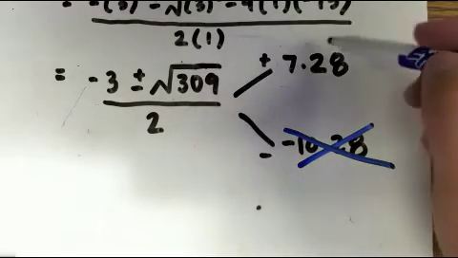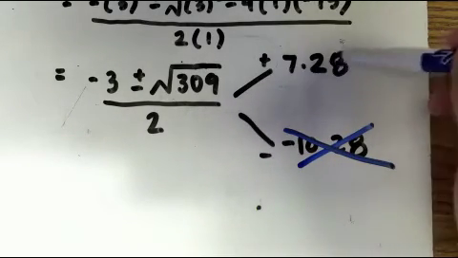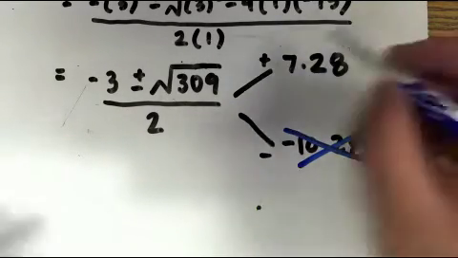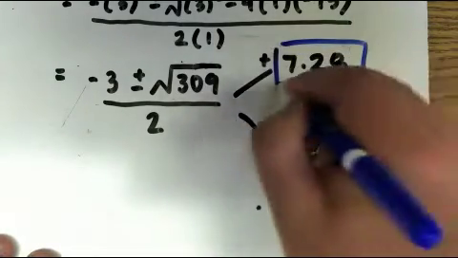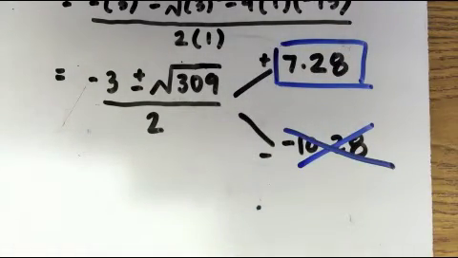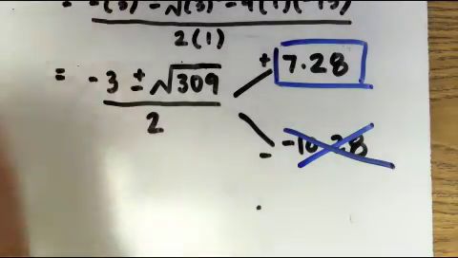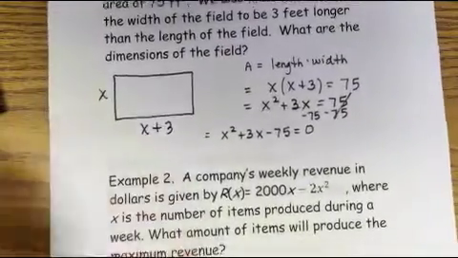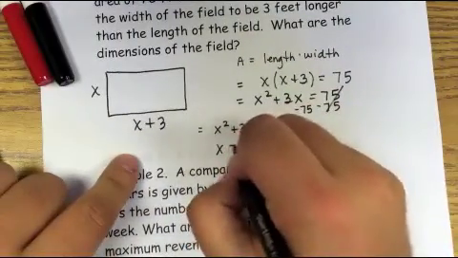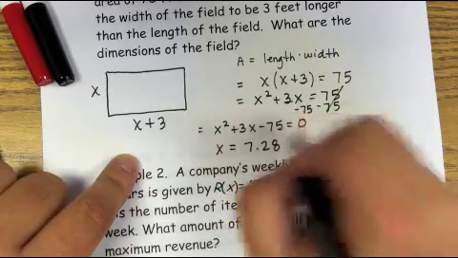Okay? Now, can you have a measurement of 7.28 feet? Yeah, sure, absolutely. So this is going to be the value of x that we're going to use. Okay? So let's go back to our rectangle here for a moment, because now we know the value of x. We know that the value of x is equal to 7.28.